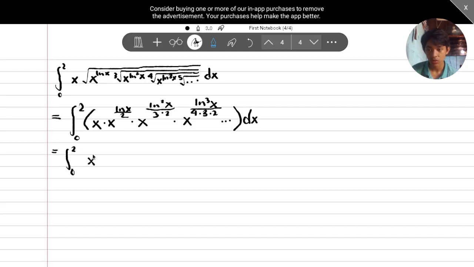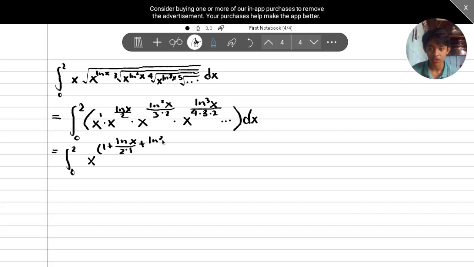x raised to, of course this is 1, this is visible, so let me write, this is 1 plus ln of x all over 2 times 1. So do you agree that I can write 2 as 2 times 1? Yes, of course you should agree, because 2 times 1 is just 2, because 1 is just an identity element in multiplication.